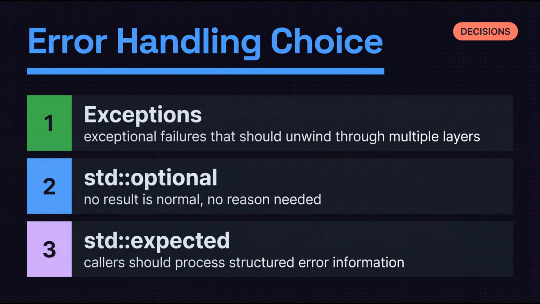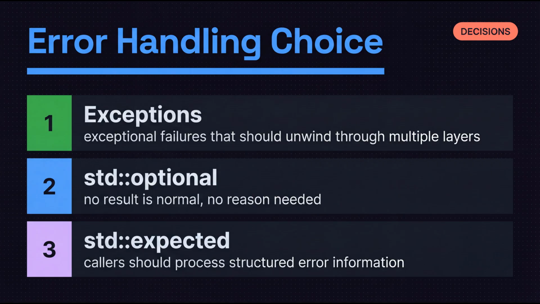std::optional: use it when no result is a normal outcome and no explanation is needed. A lookup that returns nothing. A parse that finds no match. The caller checks has_value and moves on.